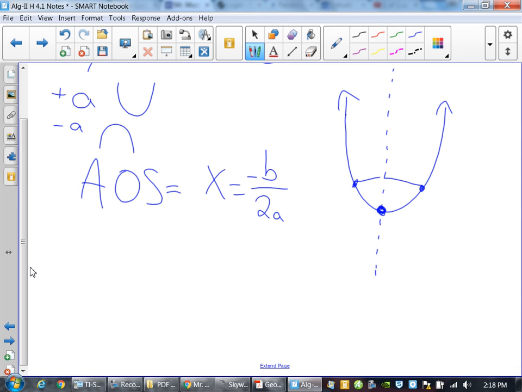The vertex is always at the opposite of b over 2a, comma y, whatever that value is.